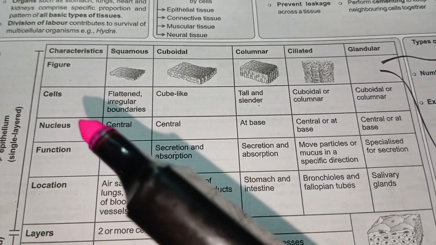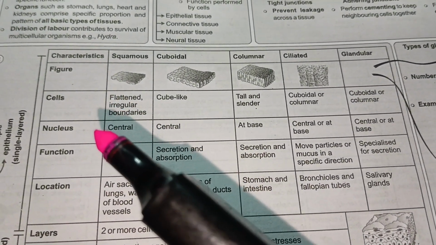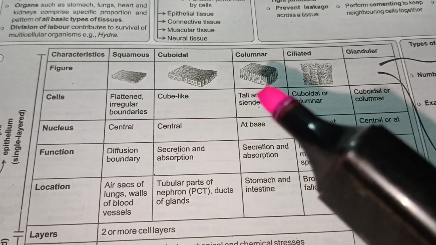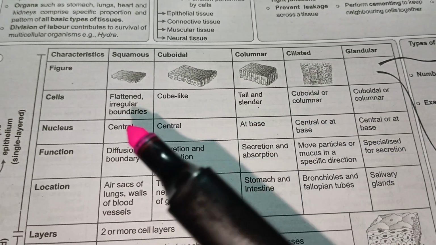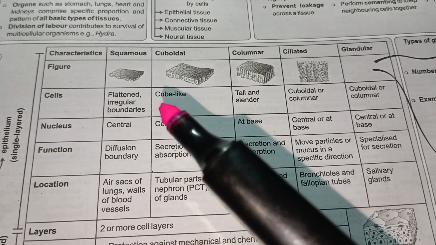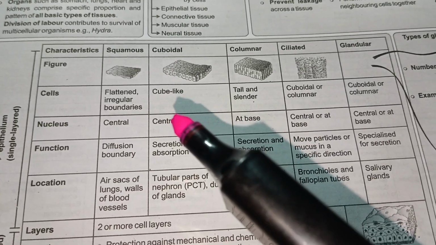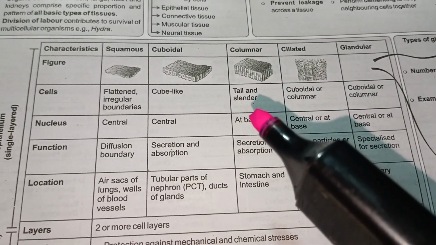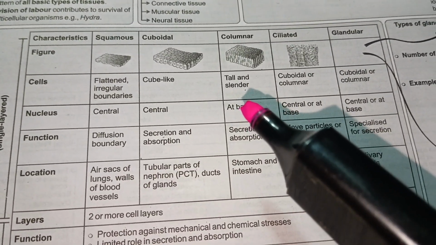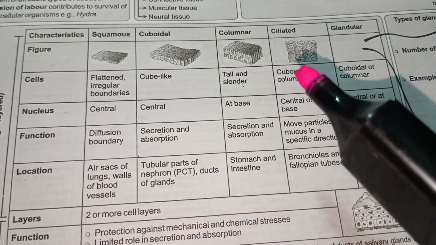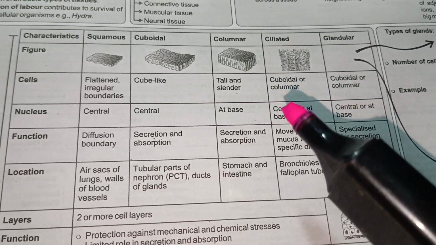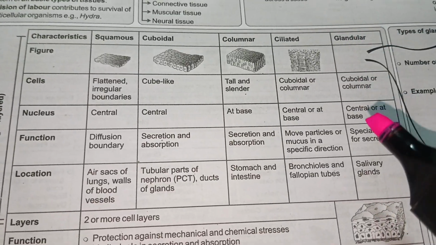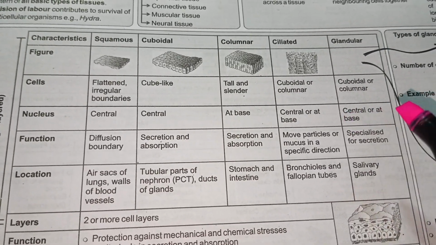Okay, now here we can see how the nucleus is placed in the squamous epithelium, cuboidal epithelium, columnar epithelium, and ciliated epithelium. Here the nucleus is at the center in squamous, and in cuboidal it's also at the center. In columnar epithelium the nucleus is at the base, and in ciliated epithelium the nucleus is present at the center or at the base. In glandular epithelium the nucleus is present at the center or at the base.